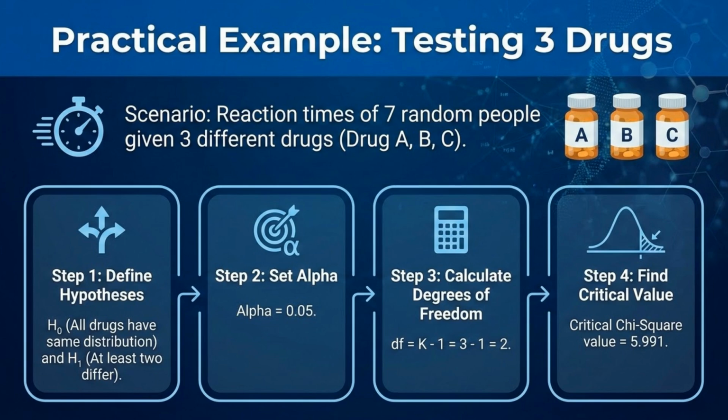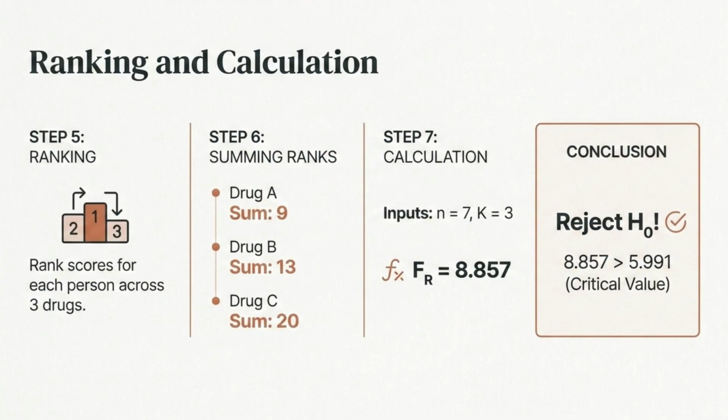We define our hypotheses, set alpha at 0.05, calculate the degrees of freedom as 2, and find the critical chi-square value of 5.991. After ranking the reaction times and summing the ranks for each drug, we calculate the F sub r value, which is 8.857. Since 8.857 is greater than the critical value of 5.991, we reject the null hypothesis. There is a significant difference.